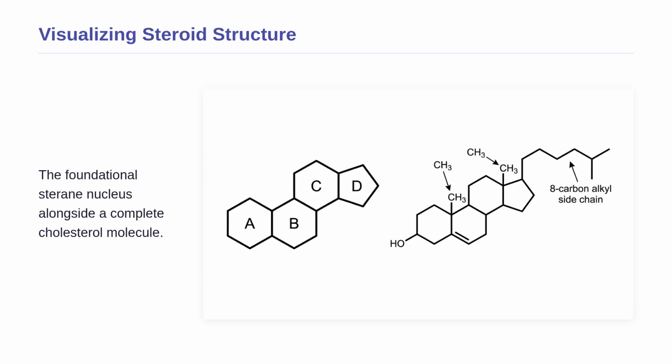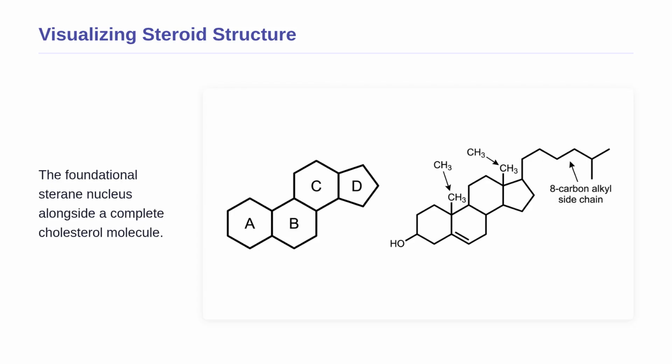To truly grasp the sterane nucleus we just discussed, let us look at this diagram. On the left, you see the bare sterane nucleus. Notice the 3 6-sided rings, A, B, and C, fused to the 5-sided ring, D. This is the rigid honeycomb we talked about. Now, look at the right side.